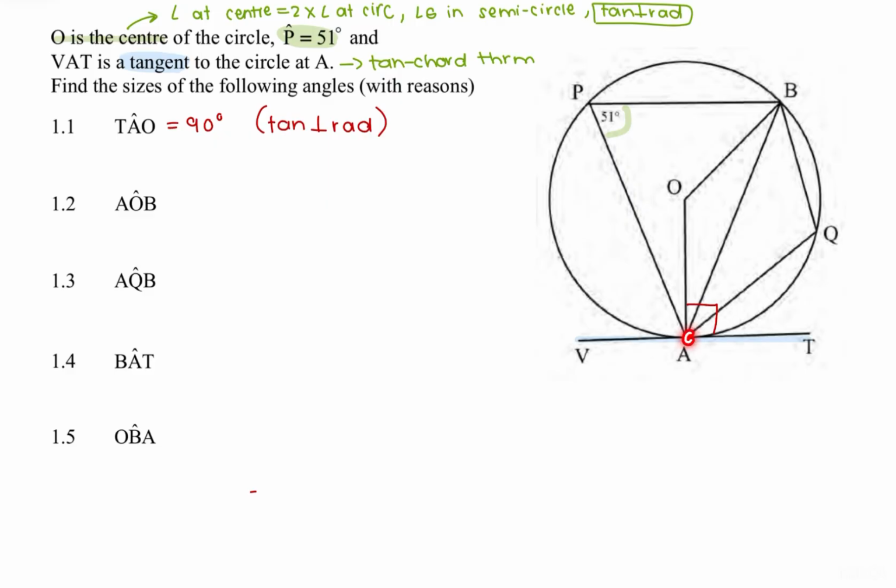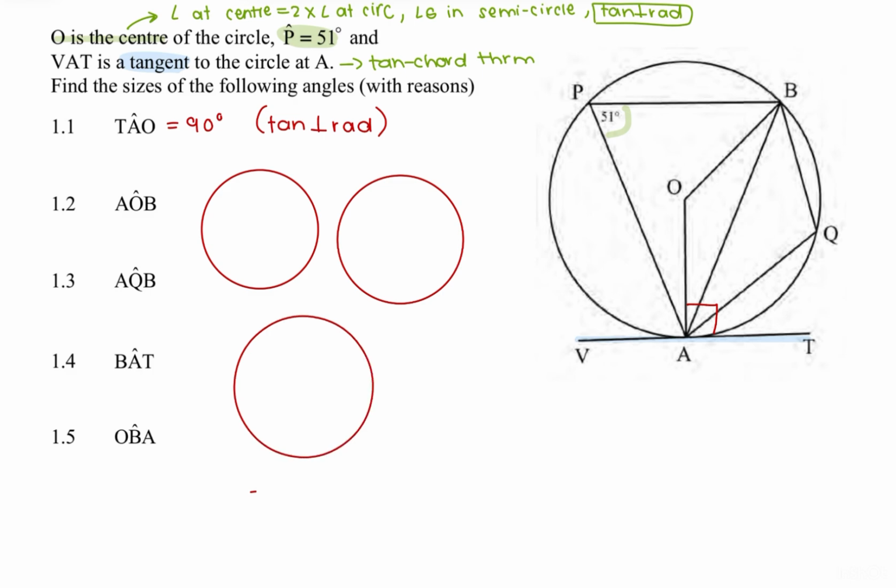AOB. We have AOB. So they want the angle at the center. So angle at the center is 2 times angle at the circumference, is the one that should be going off in your head, the one that has an alarm bell. But now, how does that look? So when it comes to angle at center is 2 times angle at circumference, it comes in 3 different forms. The main one that we have is going to look something like this.